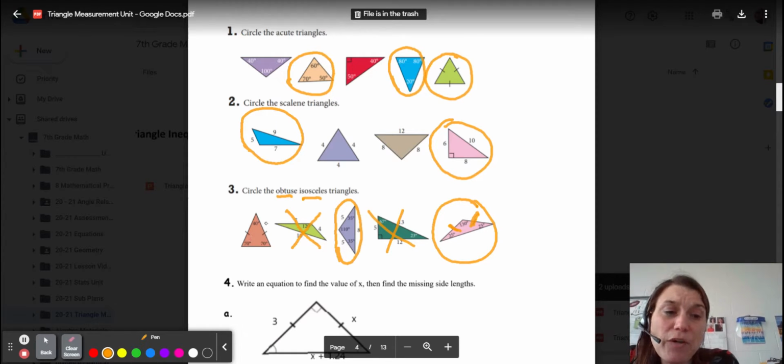The first triangle here pictured is isosceles, but it's not obtuse. It's acute, so it's out. So we had two that were obtuse and isosceles. So that's a review from before.